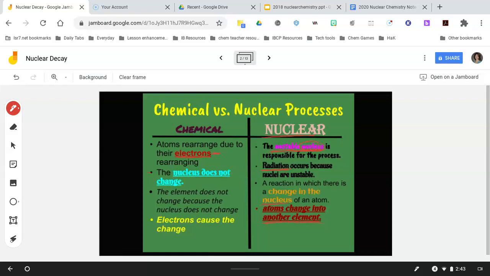So because nuclear processes occur in the nucleus with protons and neutrons, they very frequently result in the formation of a different element. Chemical processes happen with the electrons, and they do not cause a change in the elements. They just will change who they're bonded to, or they might change their charge. So those are the differences. Nuclear chemistry is what we're studying now. Chemical processes will be what we study for the remainder of the school year. So let's start looking at why nuclear changes happen.